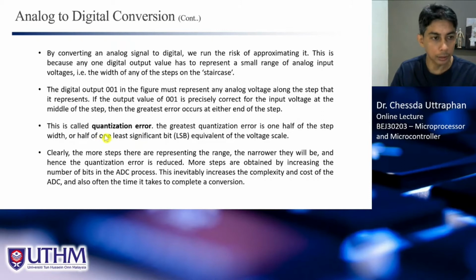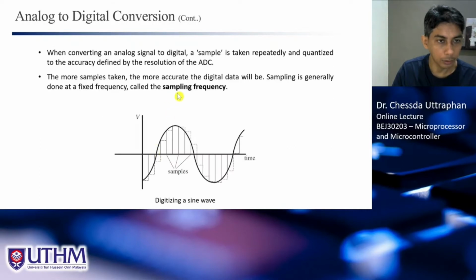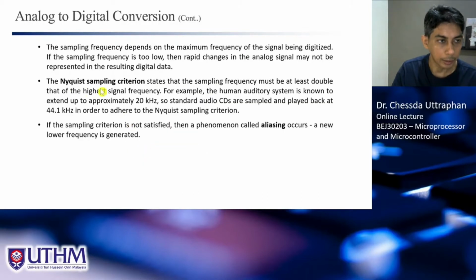We have learned also what is a quantization error, the greatest quantization error, which is half of the step size. And we also learned what is sampling frequency and the Nyquist sampling criterion, which is very important to avoid what we call aliasing, to preserve the information such that it is not totally lost when we convert from analog to digital.